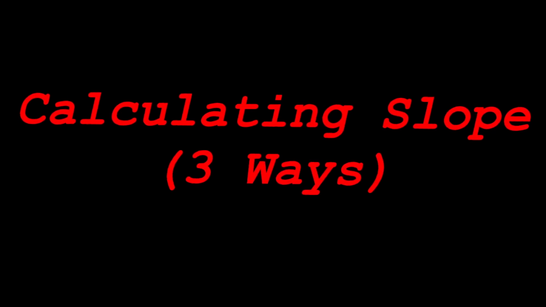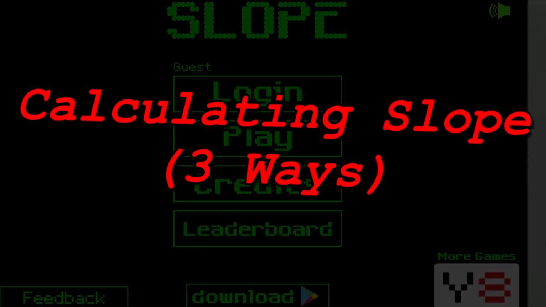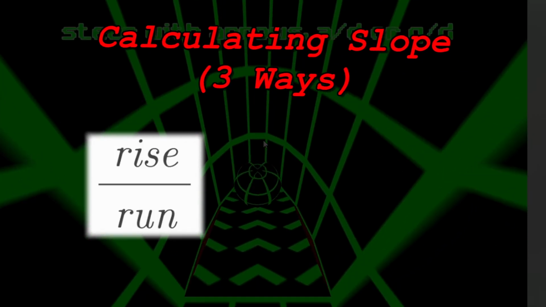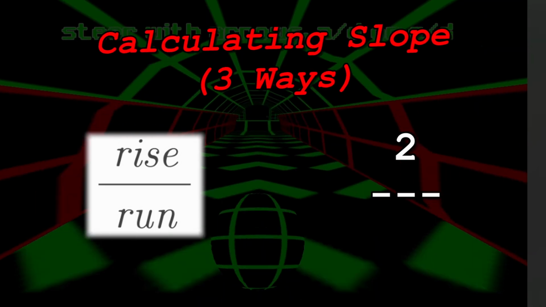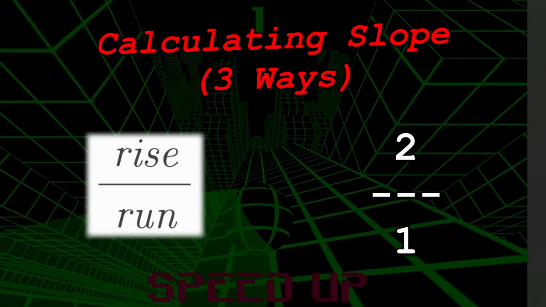So now here's how to calculate slope. So now there's 3 ways of calculating slope. First one is rise over run. For example, counting it. So for example, we went 2 up, so we'd put 2 at the top, and then 1, so we put 1 at the bottom, or we can just put 2.